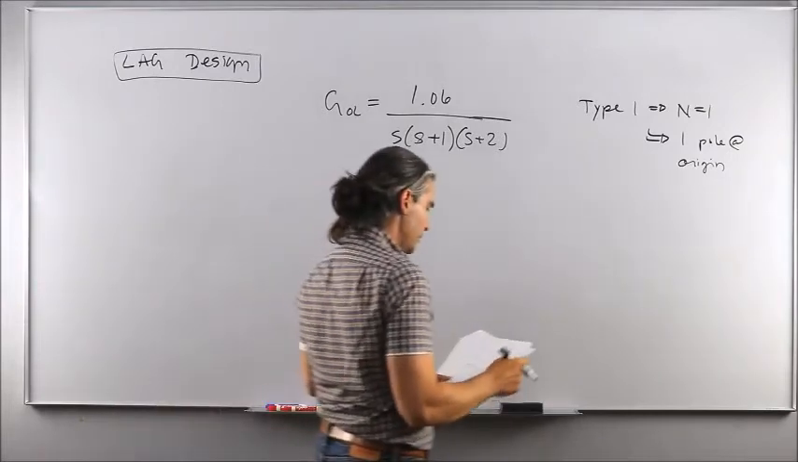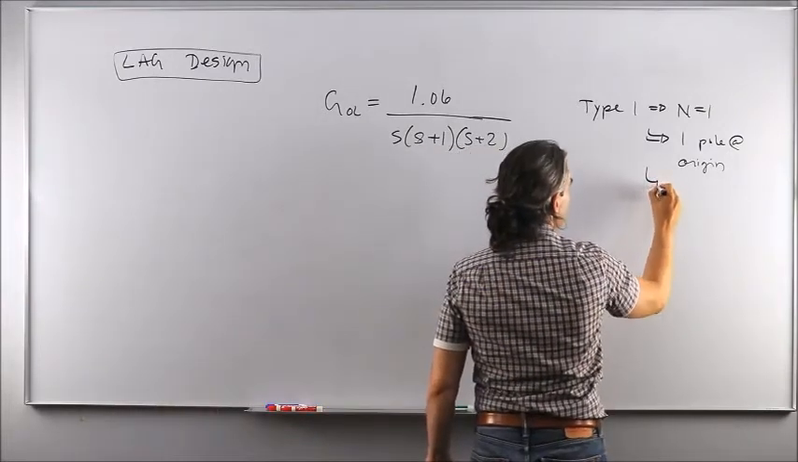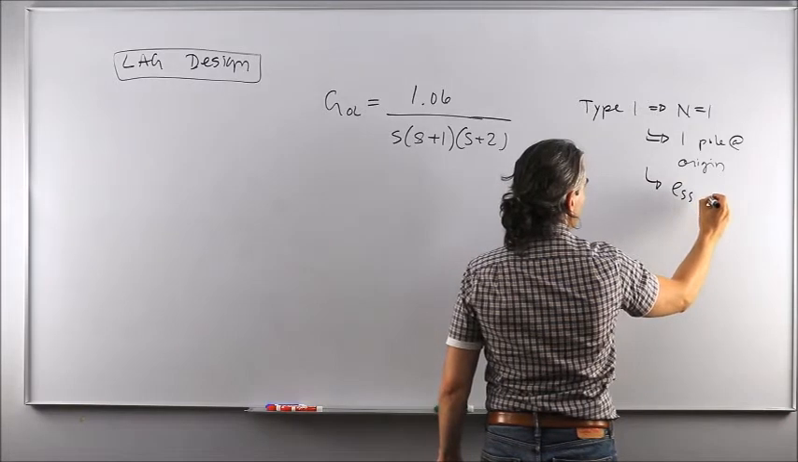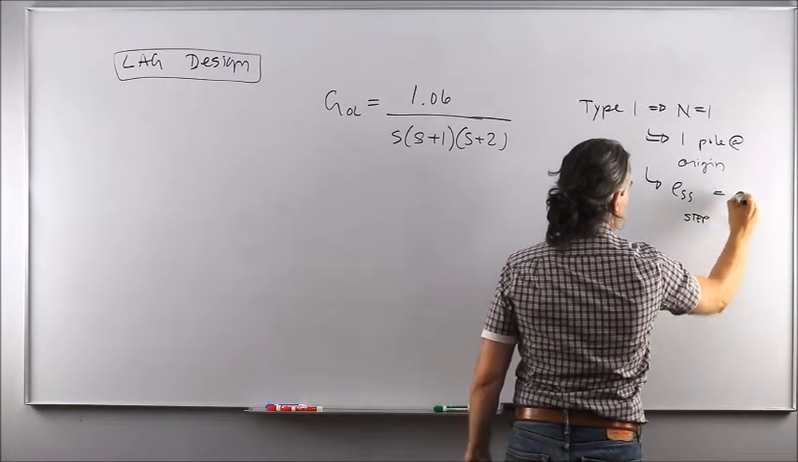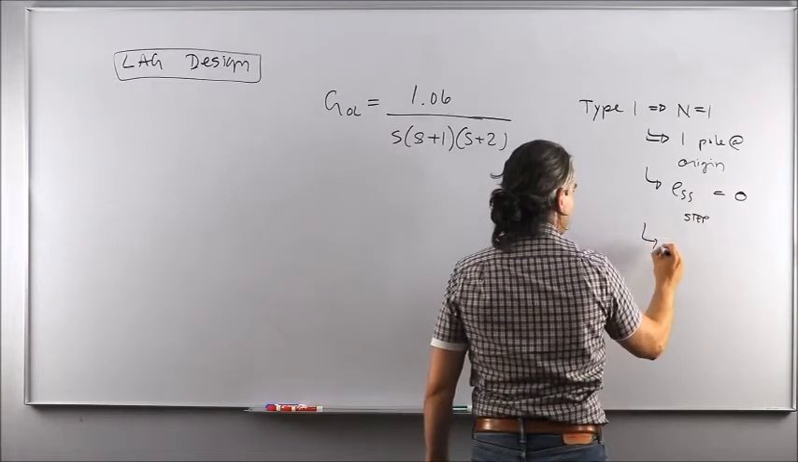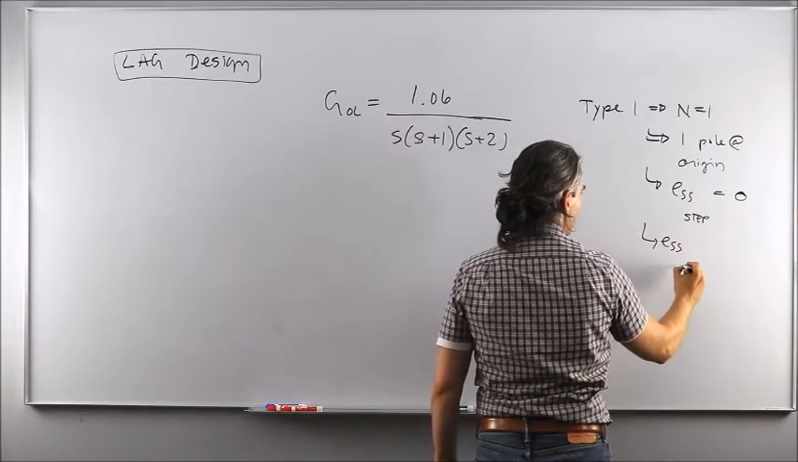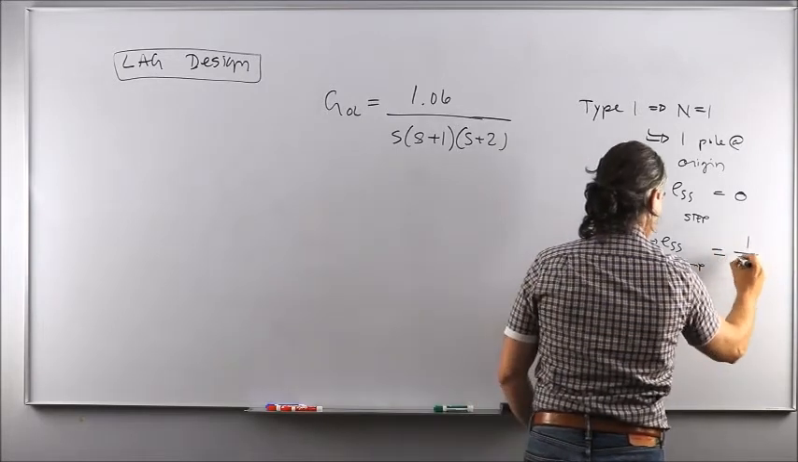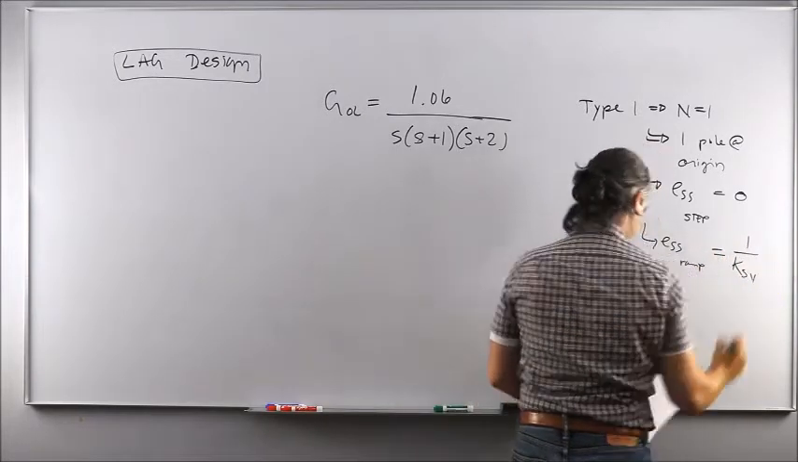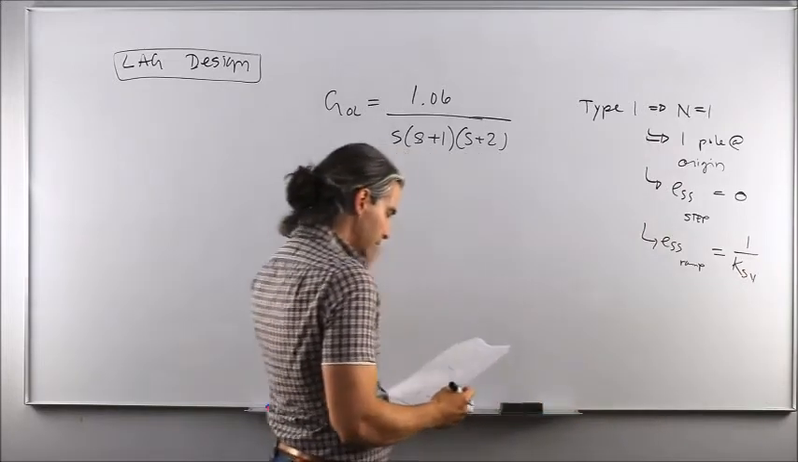What do we know about that? We know that the steady state tracking error for a step input is going to be 0. We know that the steady state tracking error to a ramp is going to be equal to 1 over KSV. Okay.